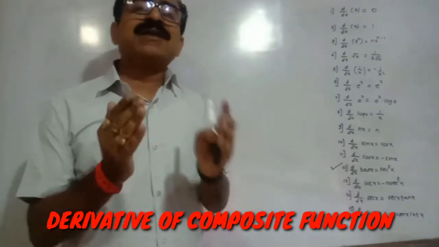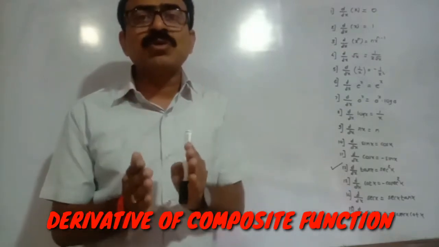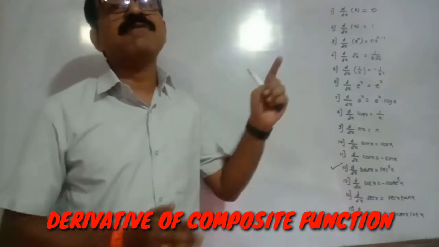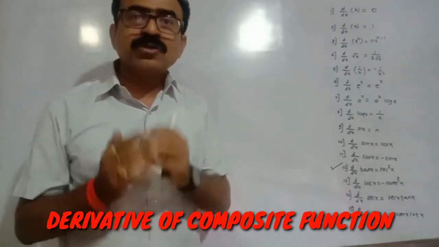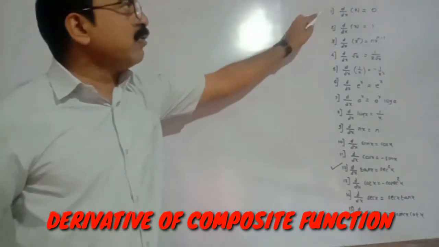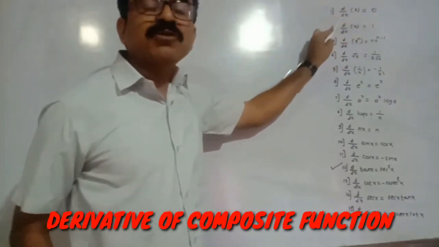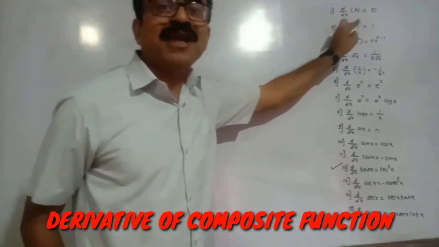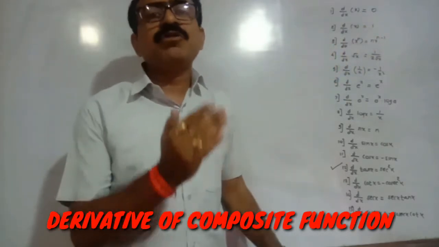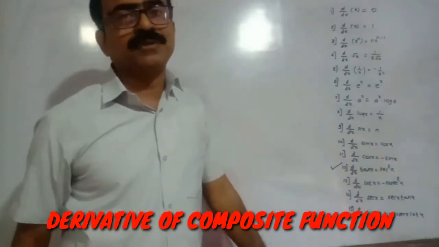And friend, to understand better the derivative of composite function, you must know some basic derivative formulae, which we had learned in our last session. So friend, let me repeat once again. Derivative of constant is 0. Derivative of x is 1. Derivative of x raised to power n is n x raised to power n minus 1.